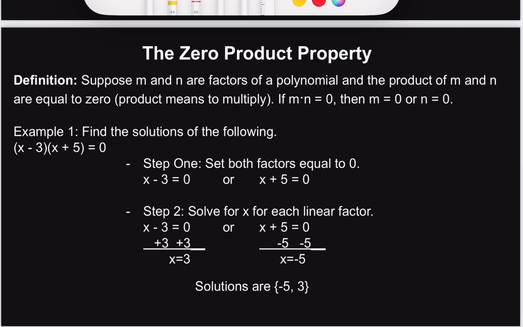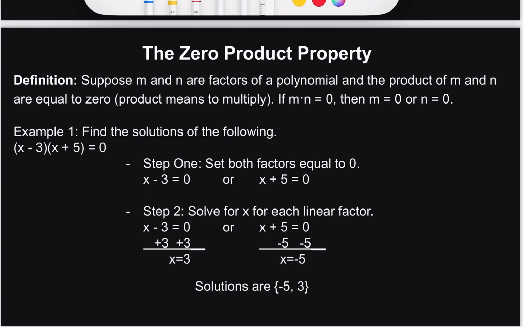Now here's an example that I already did on the PowerPoint. Suppose we have the factor x minus 3 being multiplied with the factor x plus 5. Both of those are being multiplied to each other and they're set equal to 0. Because they're set equal to 0, you can set each piece individually equal to 0 and solve for x. So that is step 1. Set both factors equal to 0. Step 2. Solve for x of each linear factor.